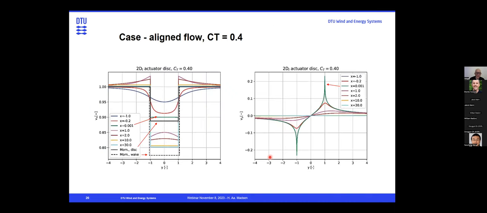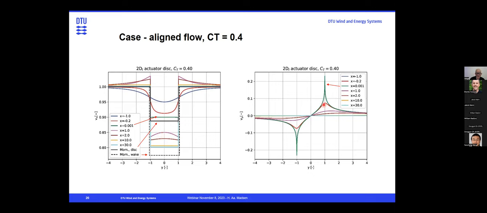So now we show a computation for a thrust coefficient of 0.4. And what we see here is the axial velocity profiles from upstream of the disk to downstream. At the disk, we have the green curve here, and we see a constant velocity distribution. And we compare with the momentum theory, which we can see gives a slightly higher induction. And down in the far wake, again, the momentum theory gives a constant velocity distribution, and so does the model here. In between, we can see some nonlinear profiles, which I will come back to.